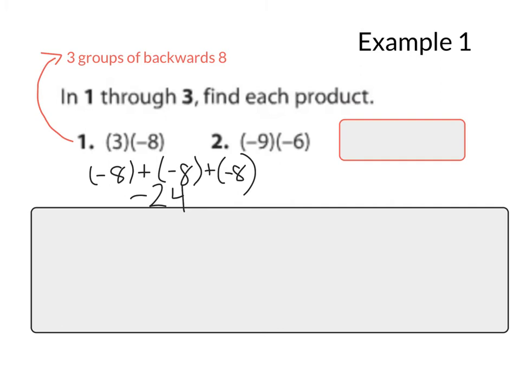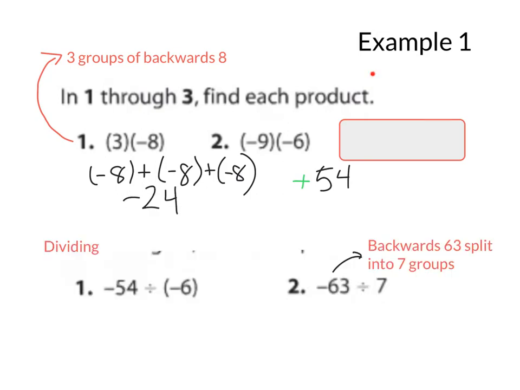Meanwhile, on number 2, negative 9 times negative 6, or backwards 9 times backwards 6, then I see that there are 2 negative signs. 1, 2. I know that 9 times 6 is 54, and I'm thinking of this as two swords that can cross, and because there's two of them in the problem, they're crossing and becoming an answer of a positive 54.